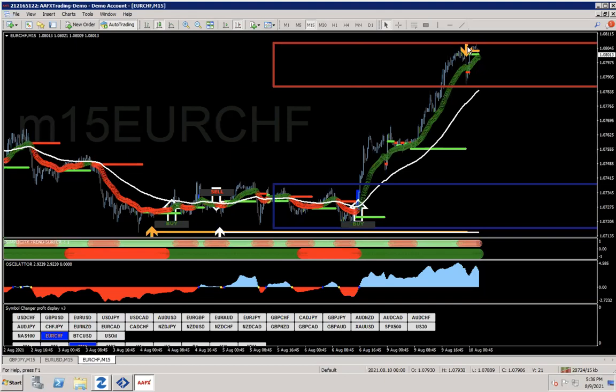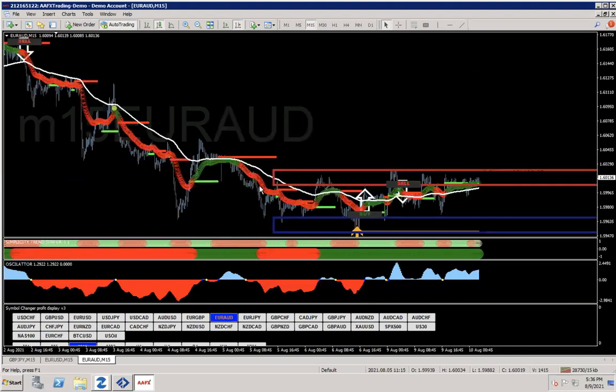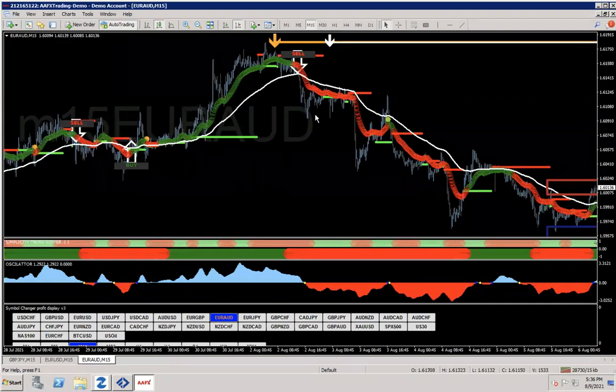So let's say Monday, this is the one we found. And so we're letting that run. It might run until Thursday. Well, then the next day we find one, great setup. And let's just say this is the setup we found. This is Euro AUD.